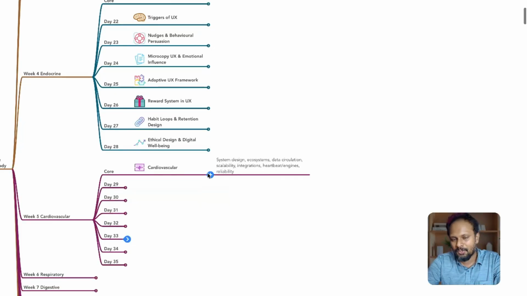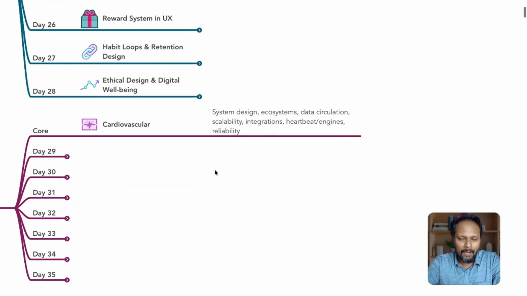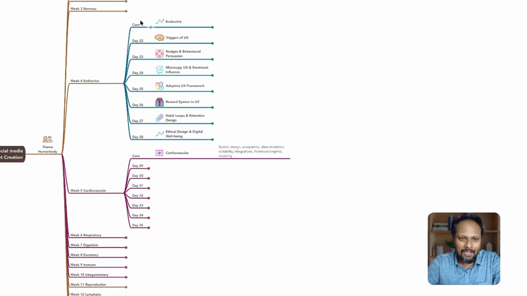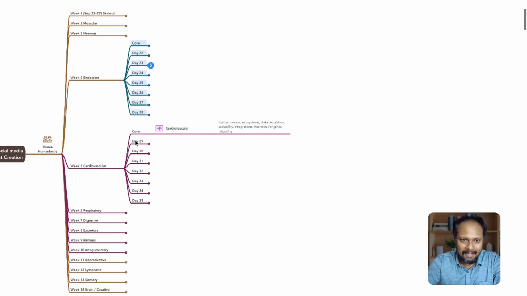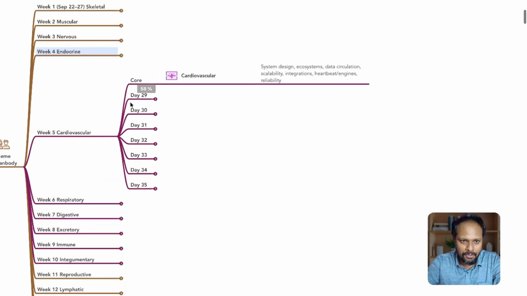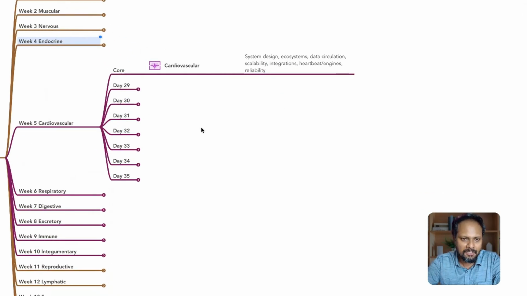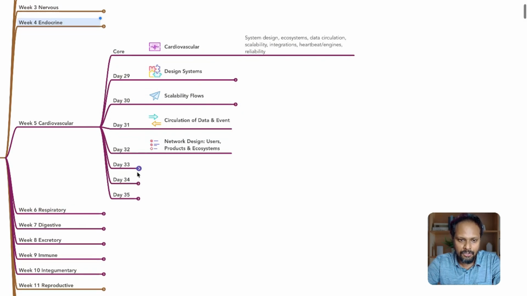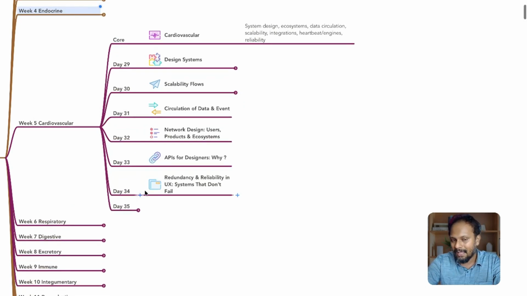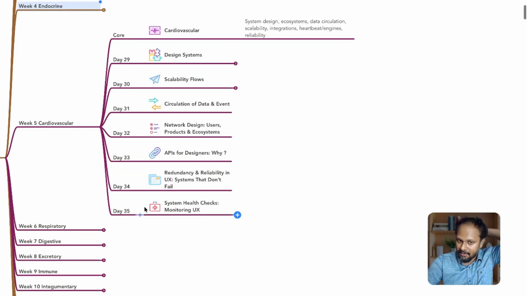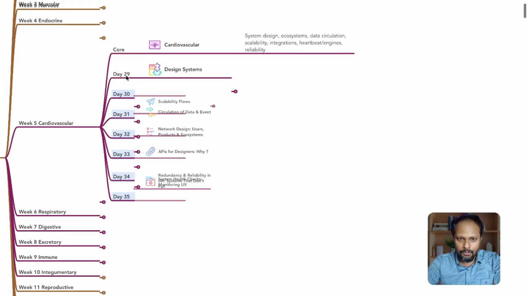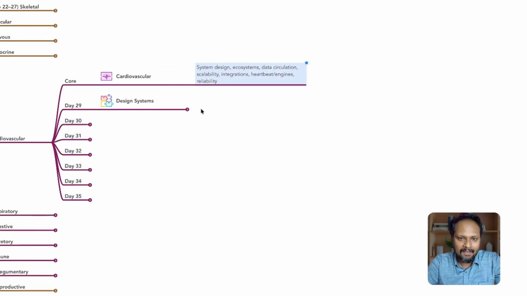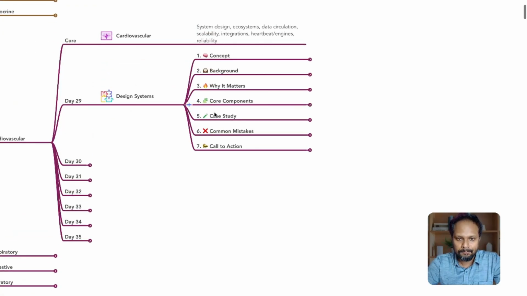Welcome, guys. Welcome to this video. I'm super happy to record this human body system. Last week, we saw the endocrine system. It was very, very interesting. We saw how this context can be brought into user experience and user interface design. This week, we're going to see the cardiovascular system: design system, scalability, circulation, network UX, APIs for designers, redundancy and reliability, and a system check. Okay. So now we will see what exactly a design system is all about.